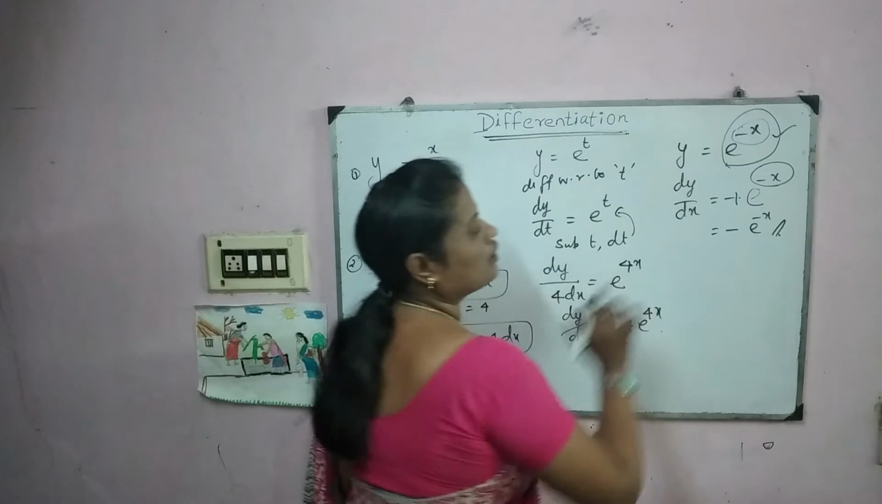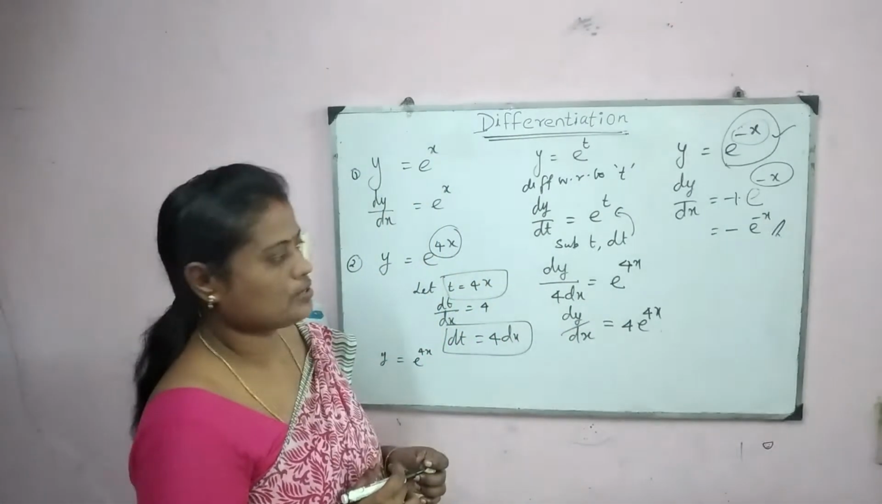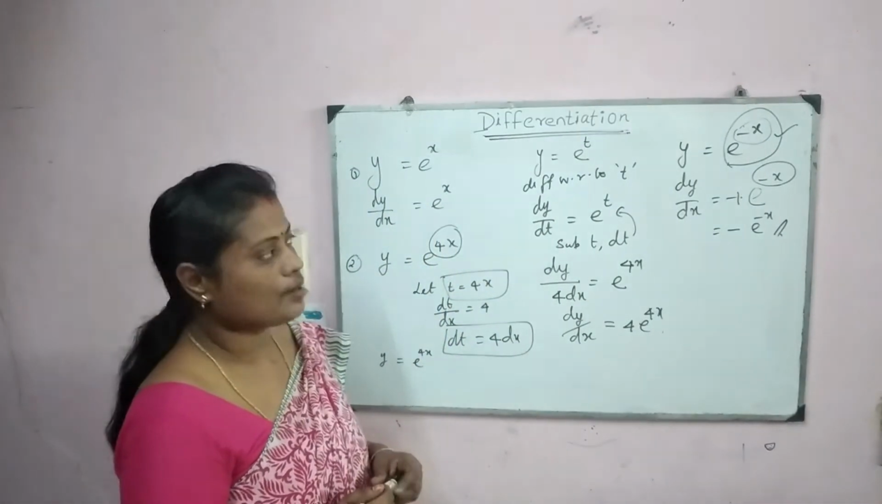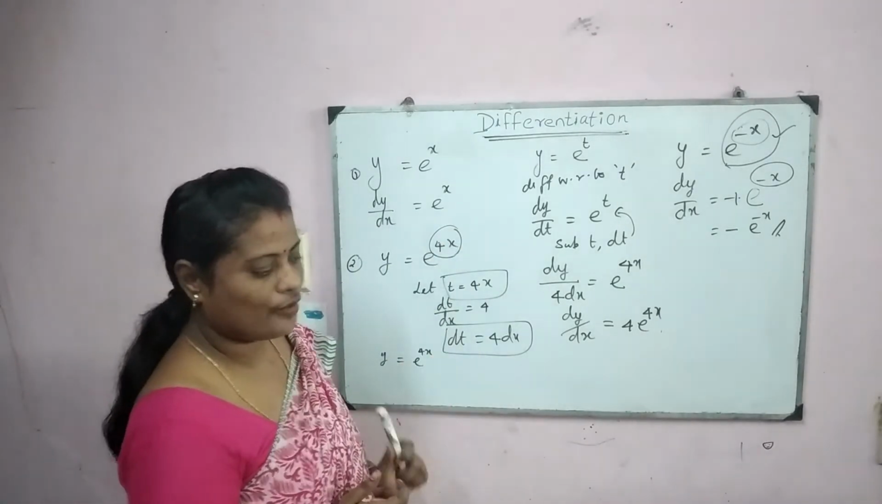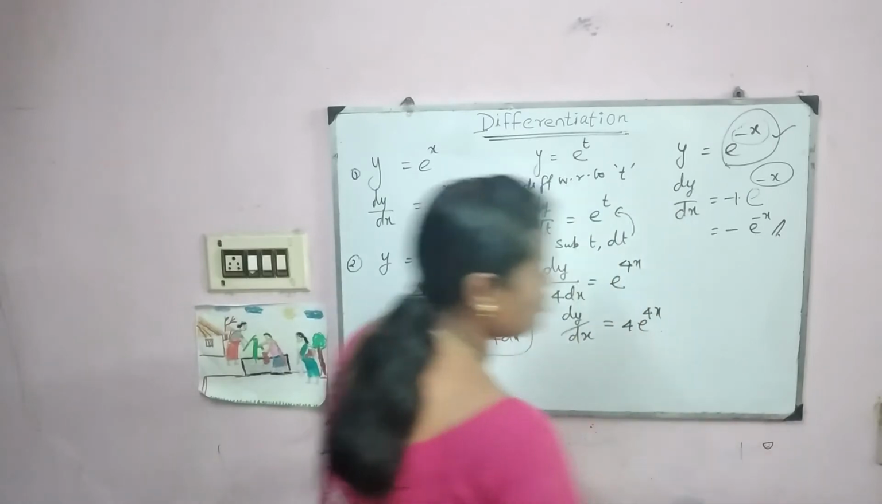So this is the differentiation function of function method. Let me have some more examples. Here we applied only e power x. Now we will see how to apply it for sin x, cos x.